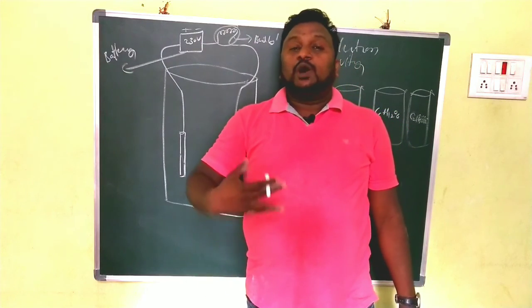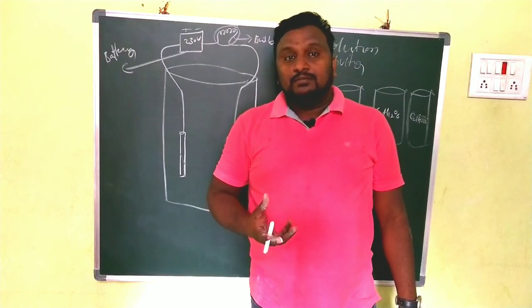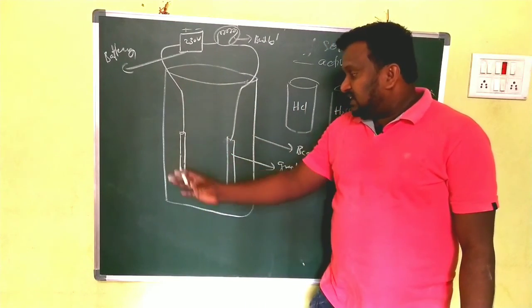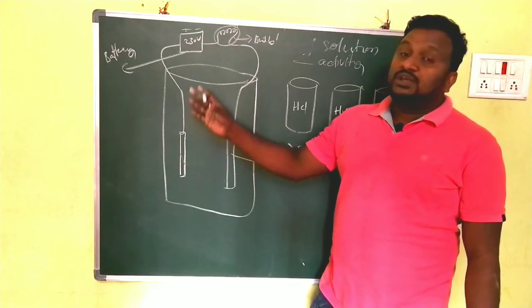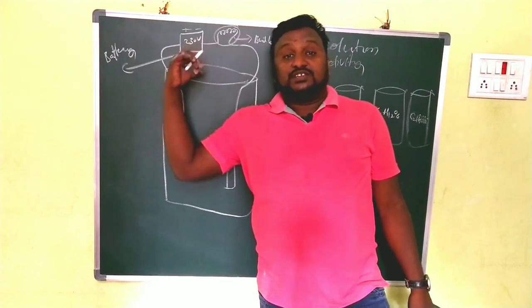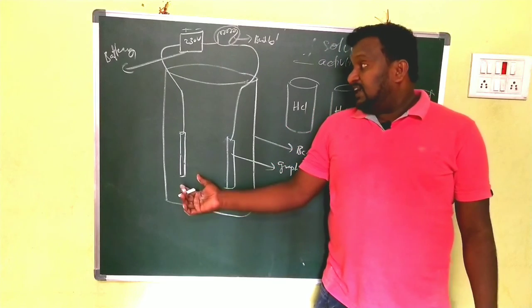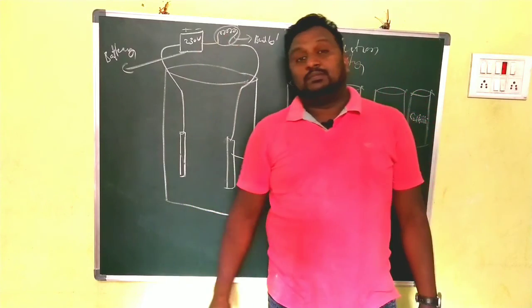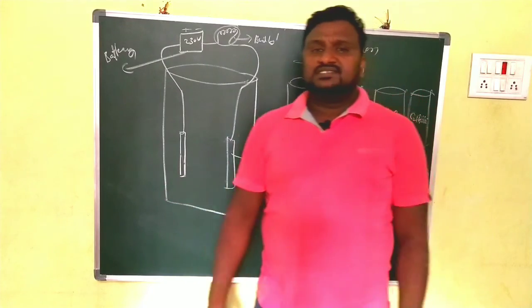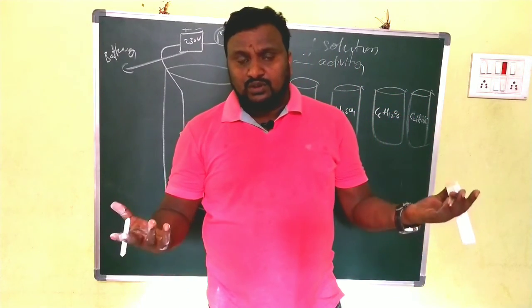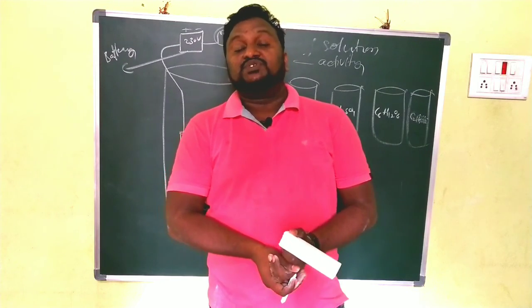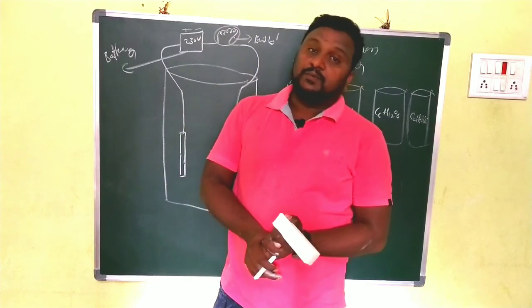Then you can observe whether the bulb glows. In this beaker we have two graphite rods connected to the opposite terminals of the battery, with a bulb in the circuit. Is there any possibility of the bulb glowing? No, because it is an open circuit and there is no current. Only when the circuit is closed will current pass.